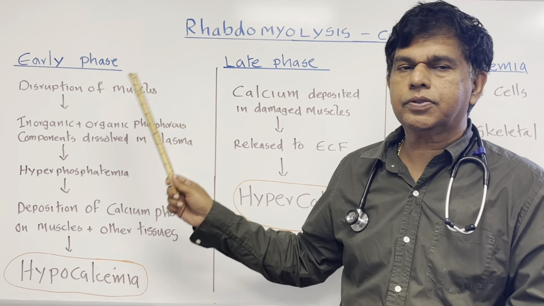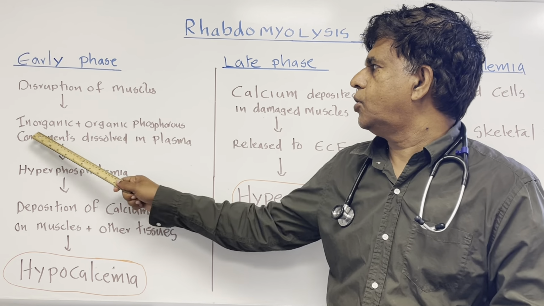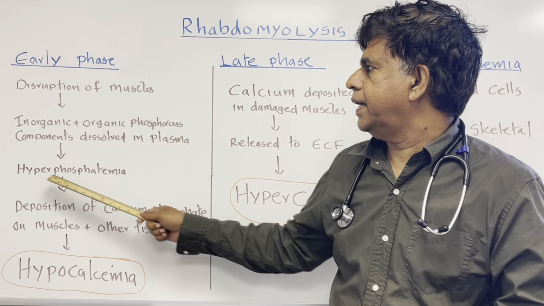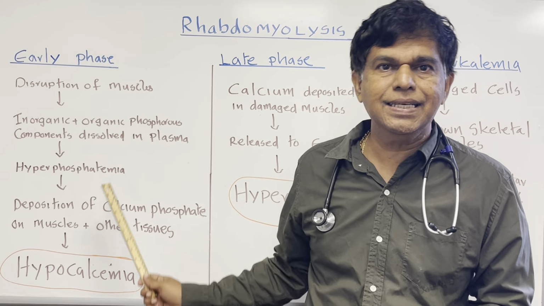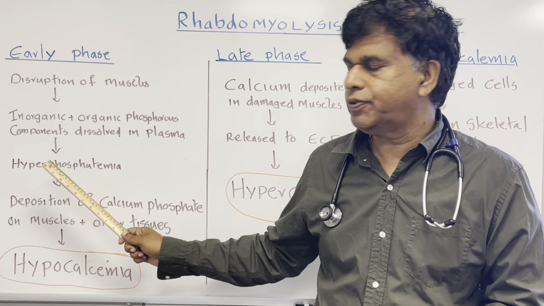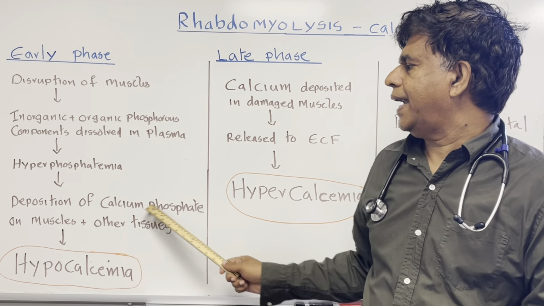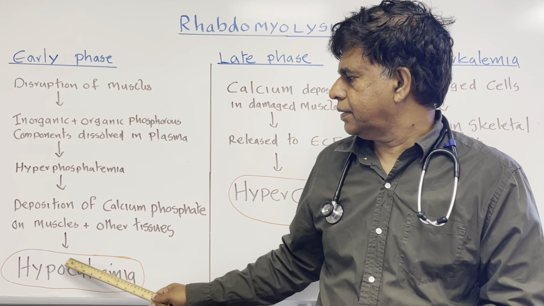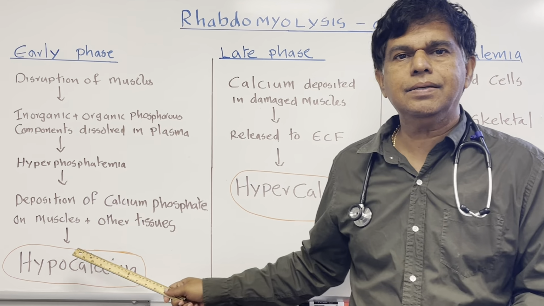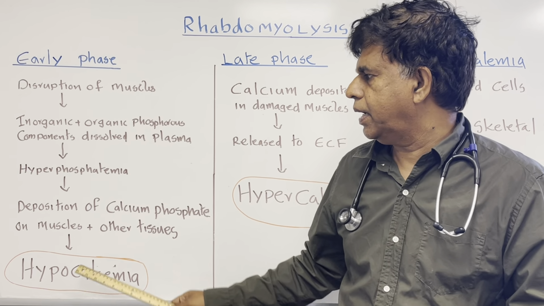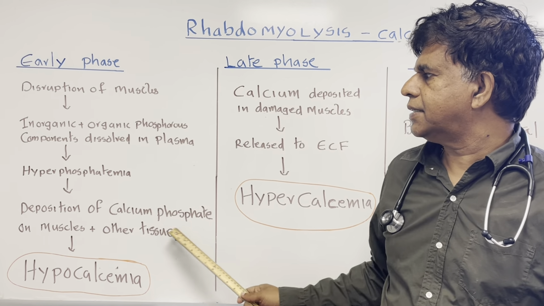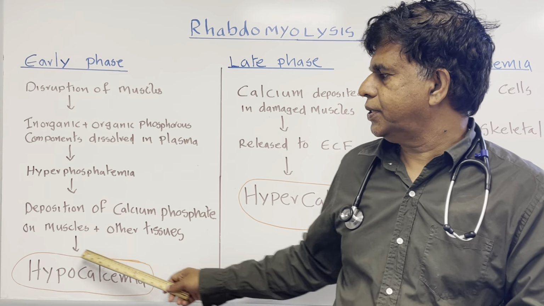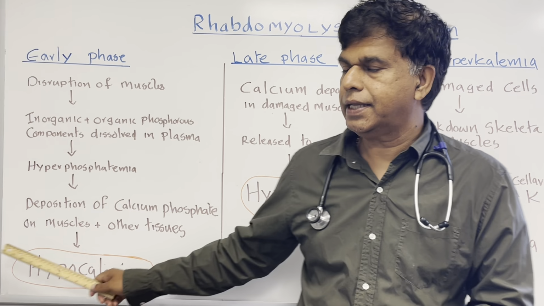What happens? Disruption of the muscles, muscle damage, and inorganic and organic phosphorus components dissolve in plasma, and that causes hyperphosphatemia, okay? This hyperphosphatemia causes deposition of calcium phosphate into the muscles and the other tissues. So what happens? Then you get hypocalcemia. There's decreased calcium in plasma because of the deposition of the calcium phosphate in the muscles and the other tissues. So in the initial phase, you're going to see hypocalcemia.